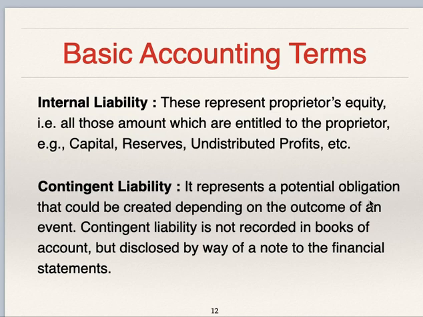Contingent liability. It represents a potential obligation that could be created depending on the outcome of an event. Contingent liability is not recorded in the books of account but disclosed by way of note to the financial statements. In short, contingent liability is a liability which may arise or may not arise and which depends upon the outcome of a future event. For example, if a supplier of the business files a legal suit, it will not be treated as a liability because no obligation is created immediately, unless and until the judge gives his judgment regarding this legal case. Till then you cannot consider it an actual liability. It is not to be accounted for in books, but it is to be disclosed by way of note to the balance sheet.